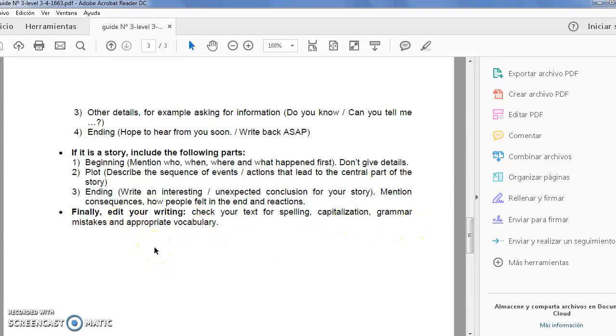So you should go back, check the mistakes you made in spelling and capitalization. Remember that you should begin a paragraph with capital letters. After a period, you use capital letters, for proper names as well. And of course, go back to the text and check possible grammar mistakes and good vocabulary.